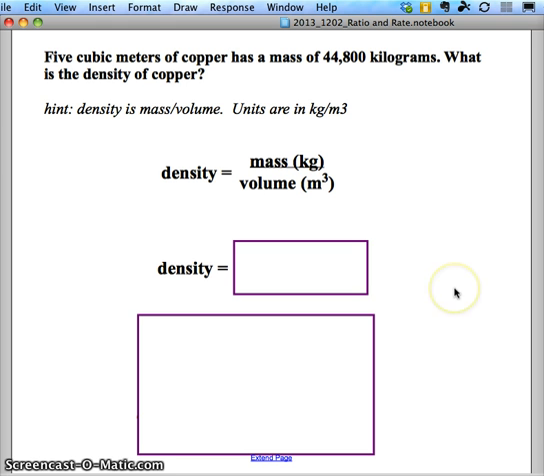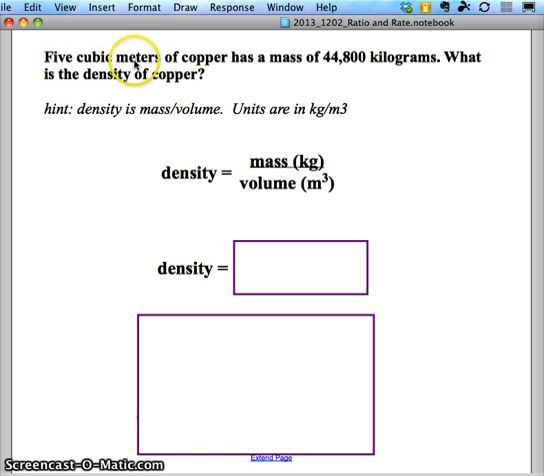This time we're going to be talking about something you see in science, which is density. And density measures the mass of something compared to its volume. So we say density is mass divided by volume. And the units for density are written in kilograms per meters cubed. This is actually supposed to be an exponent. So here it says 5 cubic meters of copper has a mass of 44,800 kilograms. And we're trying to find the density.